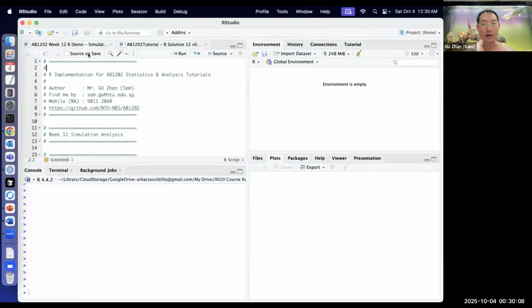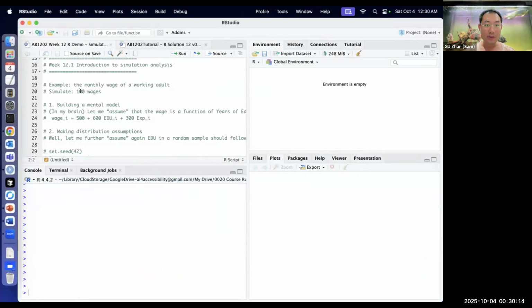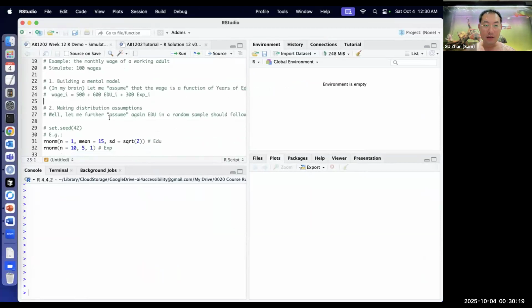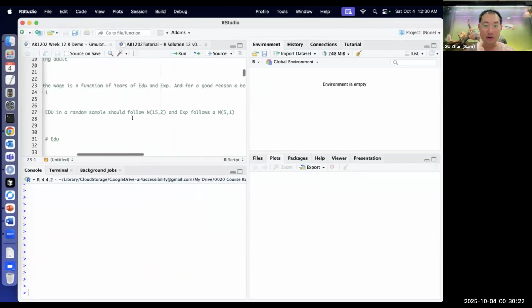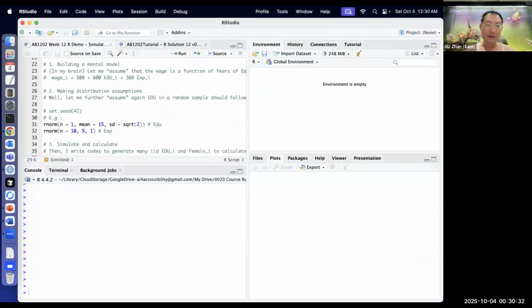So let's open this demo for week 12. Okay, so monthly wage, simulate 100 wages, building a mental model. Then making distribution assumptions. The distribution assumption for education is a normal distribution with mean 15, and for experience a normal distribution with mean 5. At the moment, we do not set a seed. If you want to set a seed, we can always get the same set of numbers. So rnorm, n equal to 1, mean equal to 5, standard deviation is SQRT of 2.